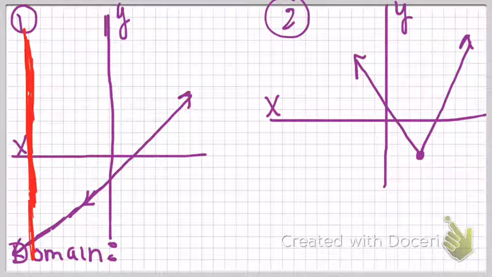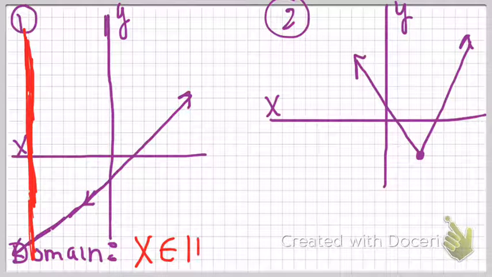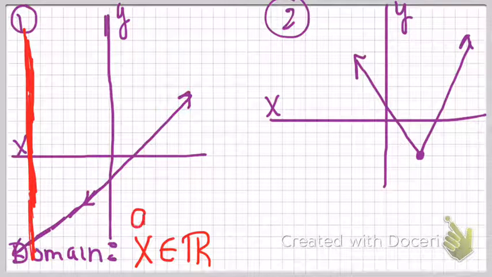And the way that we would write that is, oops. Now there's some notation there. This says that x is in the set of real numbers. If you don't like that, you can just leave that off and just say all reals in words.